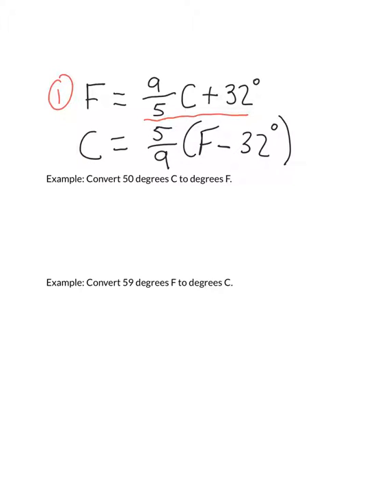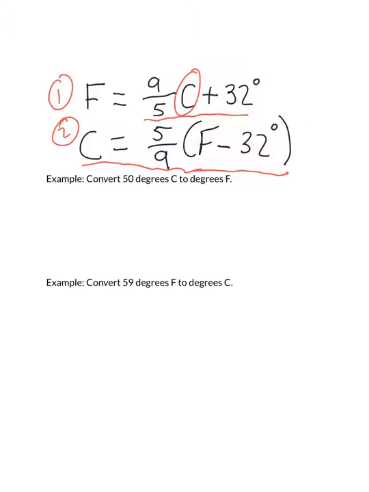Honestly, it's just one equation, and all mathematicians did is that they solved for C and they rearranged that equation a little bit. So if you're going to take equation 1 and solve for C, you're going to get C equals 5/9 times the quantity, parentheses, F minus 32 degrees, close your parentheses.